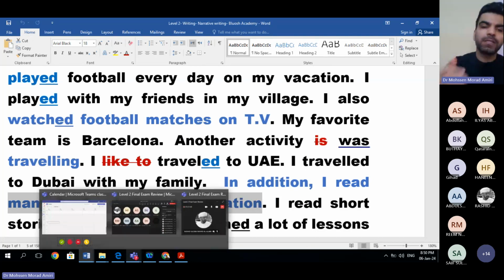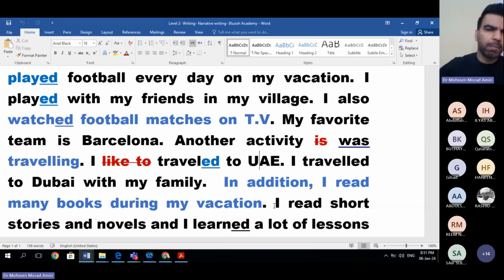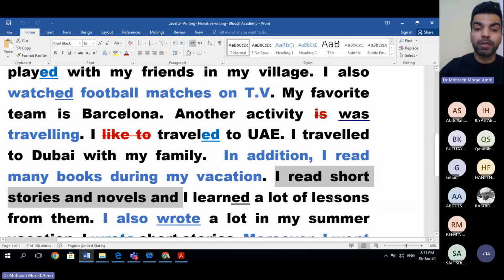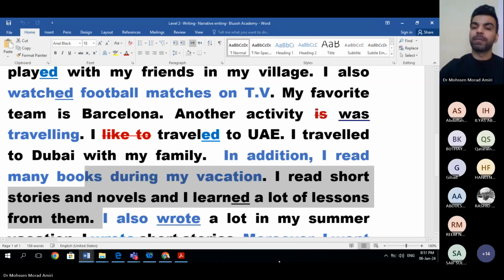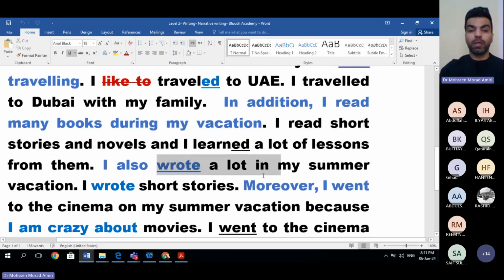This is another activity, reading books. I read many books. Okay, do not stop. I read books. Give related information. What kind of books? What did you read? I read, for example, short stories and novels, and I learned a lot of lessons from them. I also wrote a lot in my summer vacation.